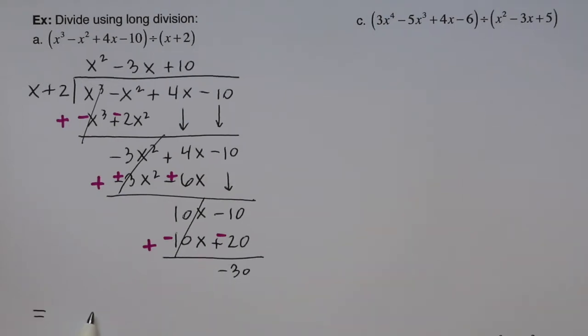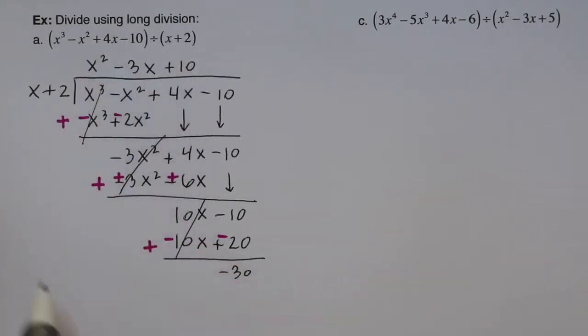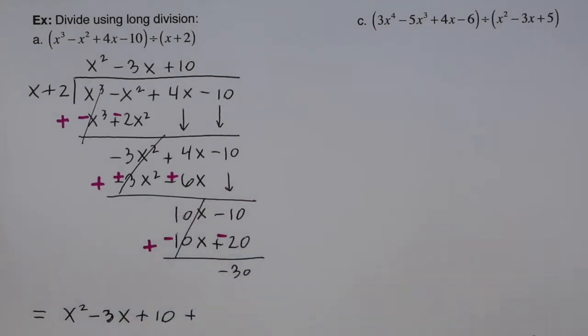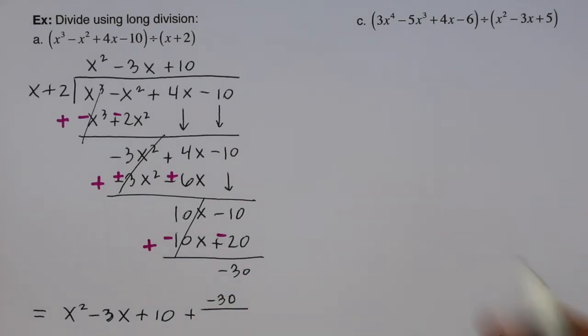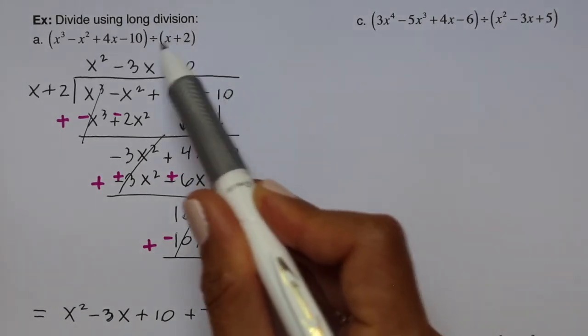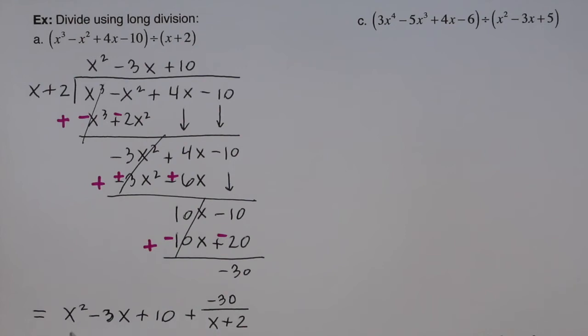So let's go ahead and write that out. When we divided these two polynomials, we get x squared minus 3x plus 10, and then we're going to add the remainder. We're going to write it over the thing you divided by, this x plus 2. So our final answer is x squared minus 3x plus 10 plus negative 30 over the quantity x plus 2.